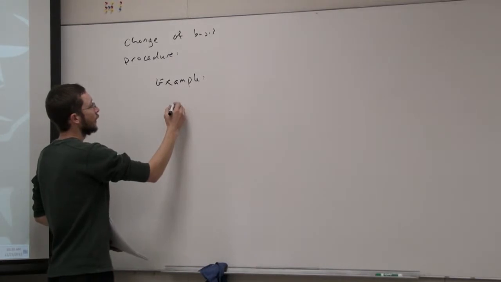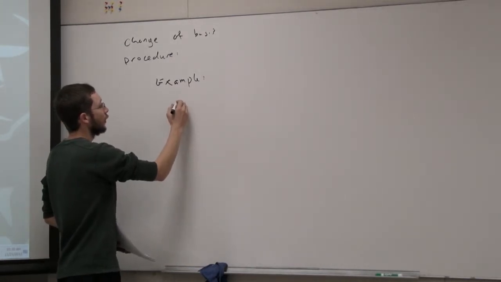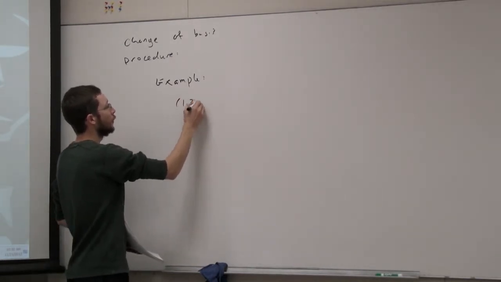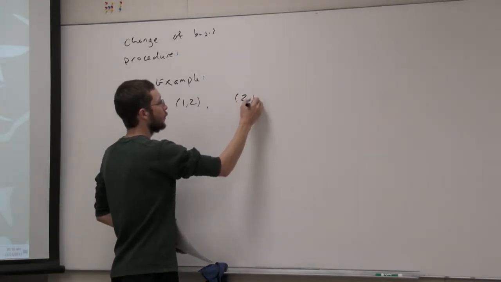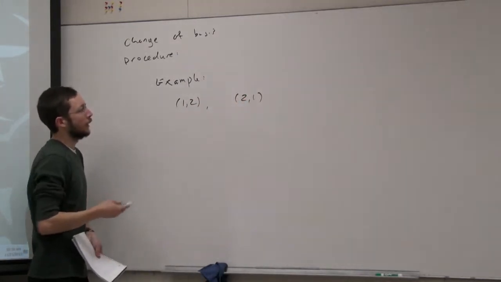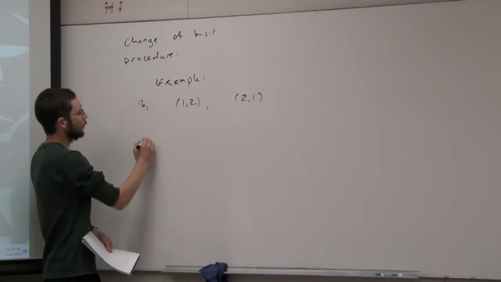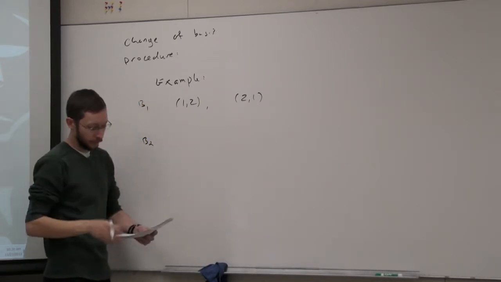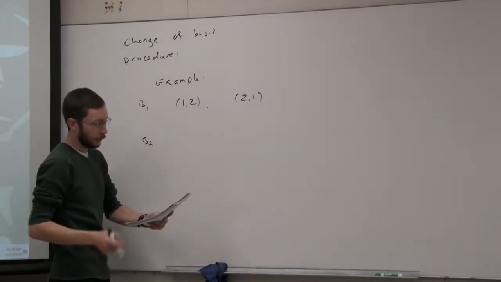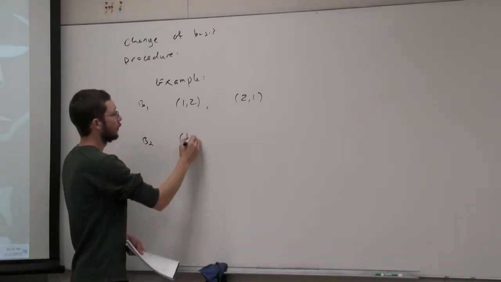And so let's consider two different bases for R2. Let's consider the basis (1, 2) paired with (2, 1), and we'll call that basis 1. And basis 2 will be (1, 2) paired with (1, -2).